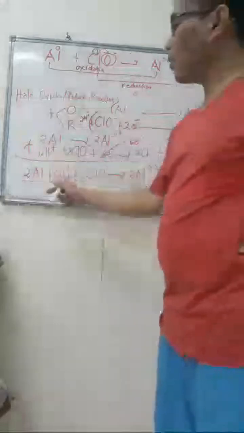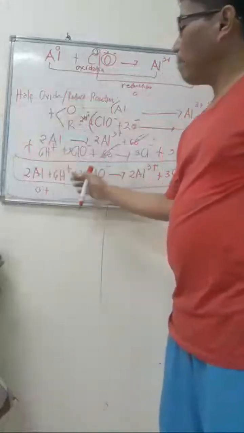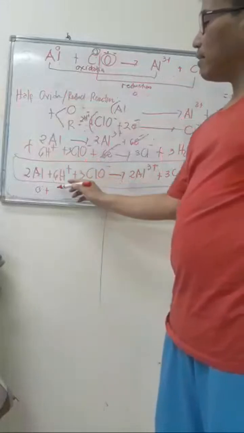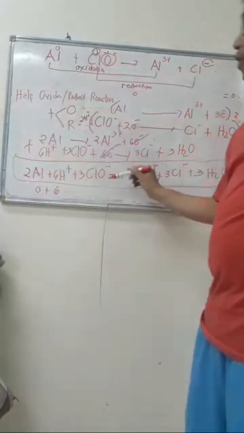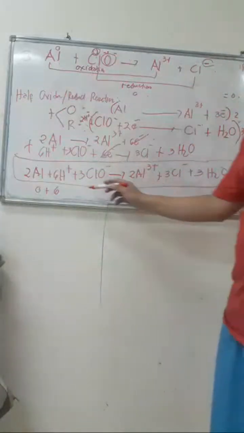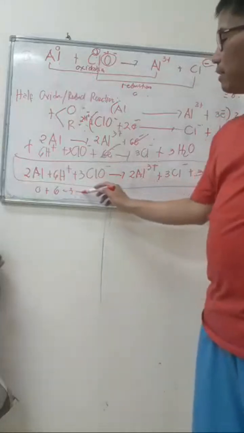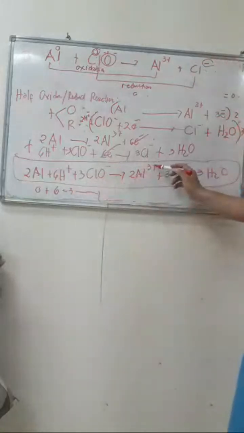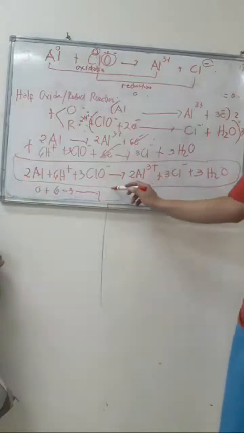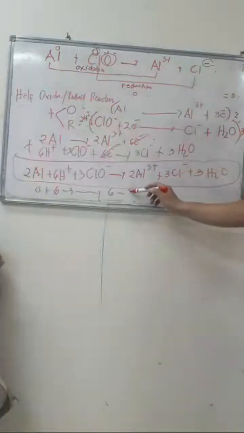Aluminum in the free state has an oxidation number of 0. 0 times 2 is 0. Positive 1, H+ times 6, is 6. Then negative 1 for hypochlorite times 3 is negative 3, right? That equals 3 times 2 of aluminum, which is 6. Negative 1 times 3 is negative 3.